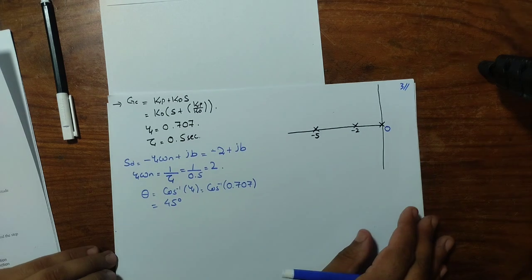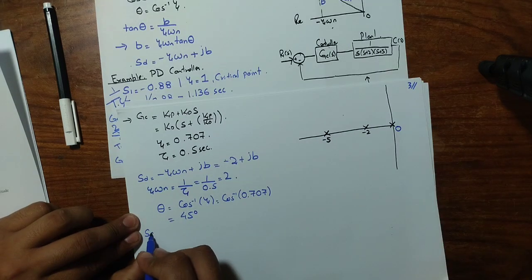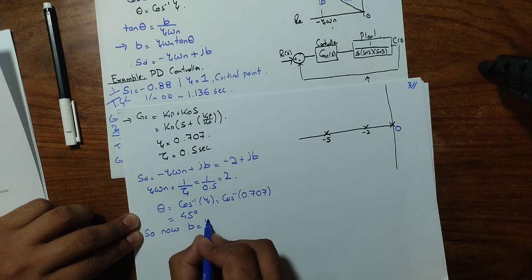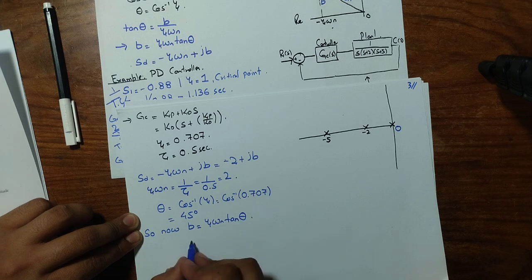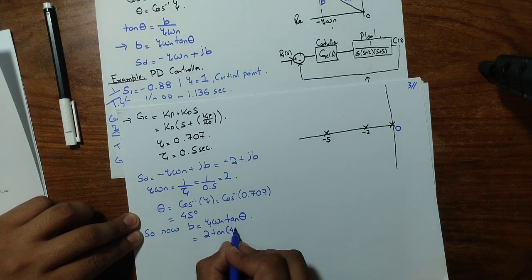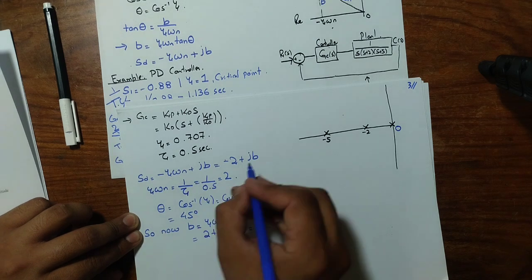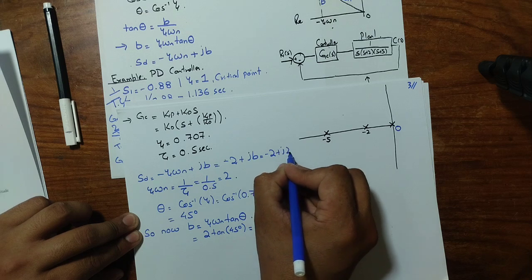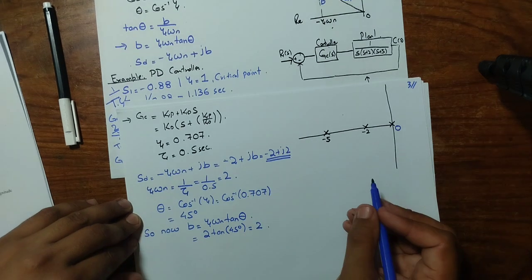So after this, now B is equal to zeta omega n into tan of theta. It is equal to 2 multiplied by tan of 45 degree, and it comes out to be equal to 2. So it implies that our desired point is -2 plus j times 2. Okay? So this is our desired point. We want our system to operate from this desired point.